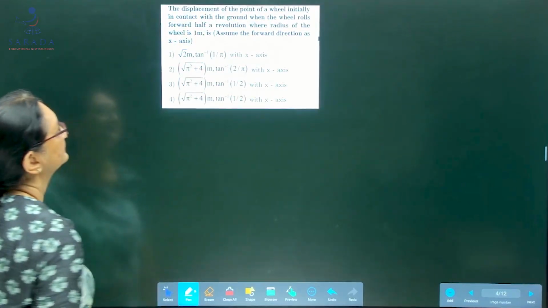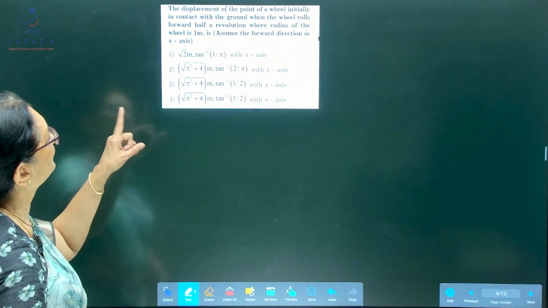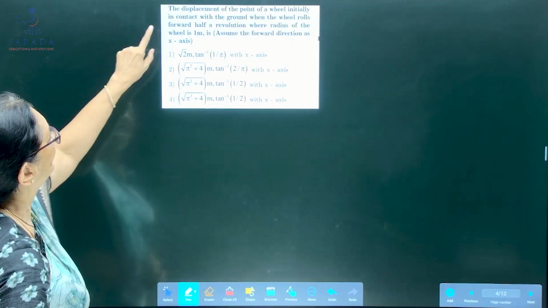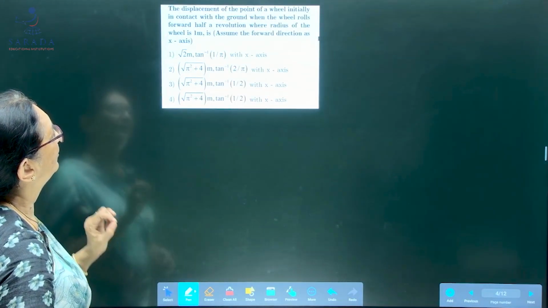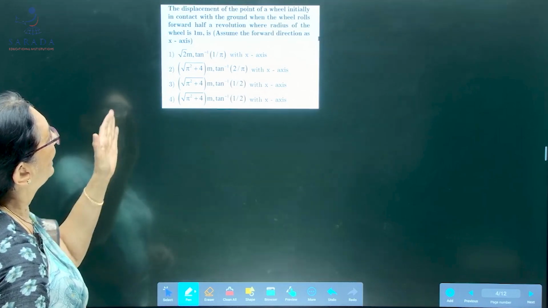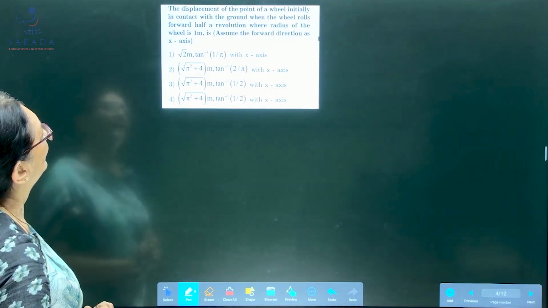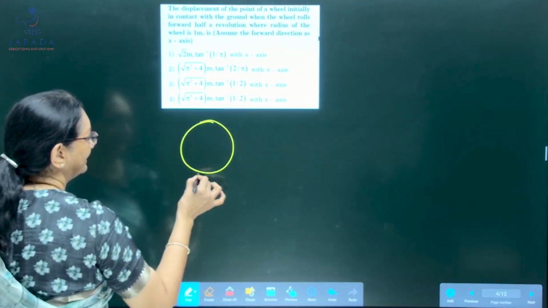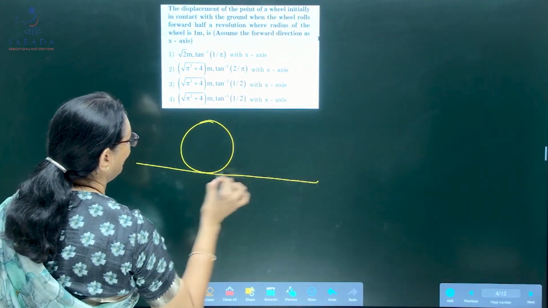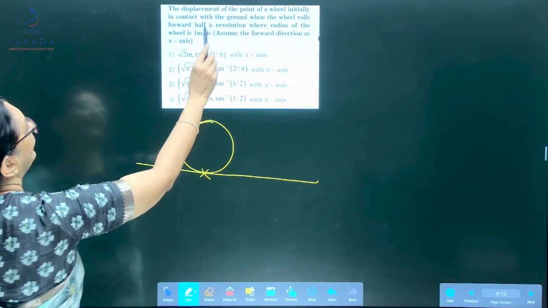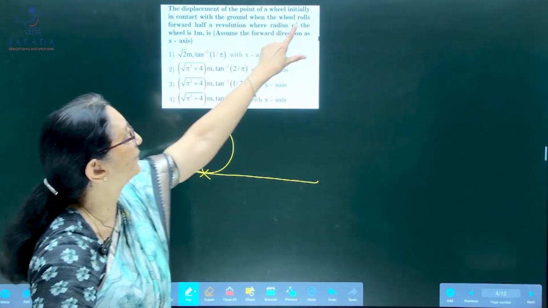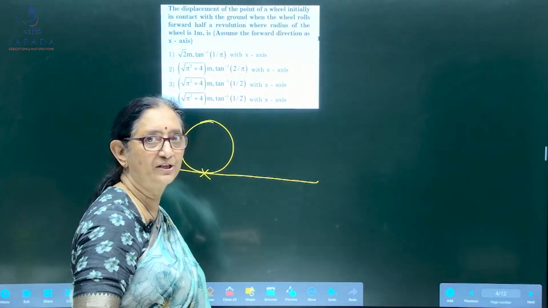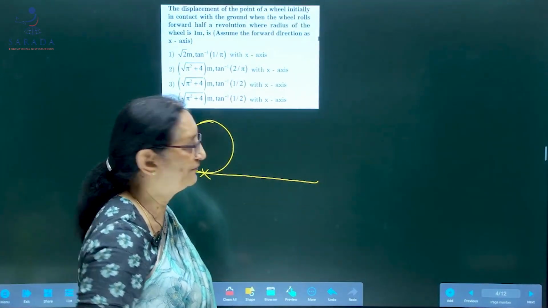Look here. Displacement of the point of a wheel initially in contact with the ground, when the wheel rolls forward half a revolution. You need to find the displacement of the point of the wheel. See, actually this is a wheel. That wheel rolls forward. Rolling means there is translatory motion and rotatory motion for the wheel.